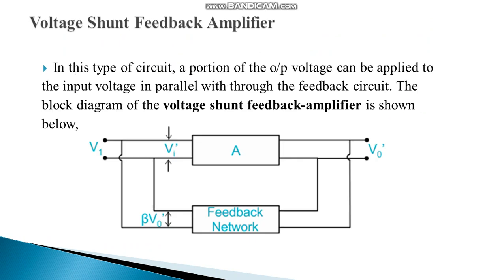Next one, voltage shunt feedback amplifier. In this type of circuit, a portion of the output voltage is applied to the input voltage in parallel through the feedback circuit. The block diagram of the voltage shunt feedback amplifier is shown in figure. Here the input has a parallel connection and the output also has a parallel connection.